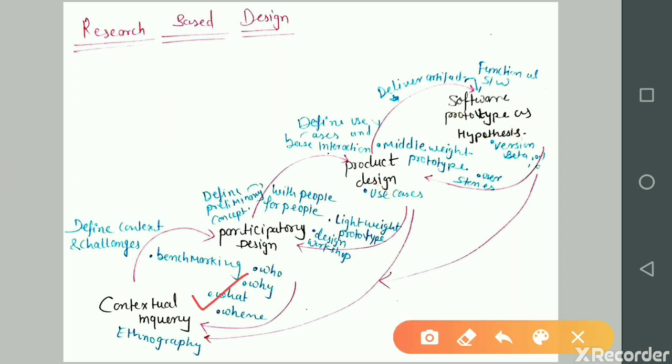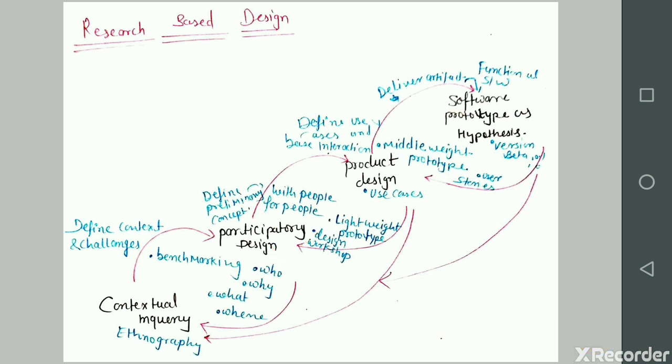First is contextual inquiry. In contextual inquiry, context and challenges are there, and it completely depends on benchmarking, and it has 4 points: who, why, what, and where. And it transfers to the second step. This is participatory design. In participatory design, it depends on prior knowledge or information, followed by the people or people concepts. It includes lightweight prototype or design workshop. I have already mentioned this.